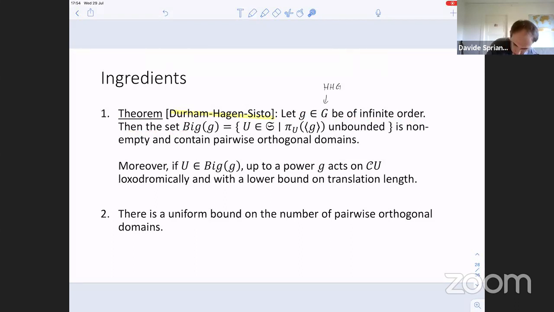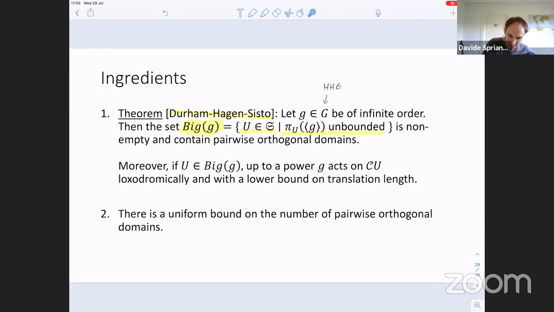Then the set big G, and this is the definition, we are defining the set big G to be the set of domains such that the projection on this domain of all the powers of g is unbounded. This is just a set. What can we say about it? This set is non-empty, so there is at least one domain inside, and it contains pairwise orthogonal domains. All the domains inside are of course unbounded because they need to have unbounded projections, and they need to be pairwise orthogonal.